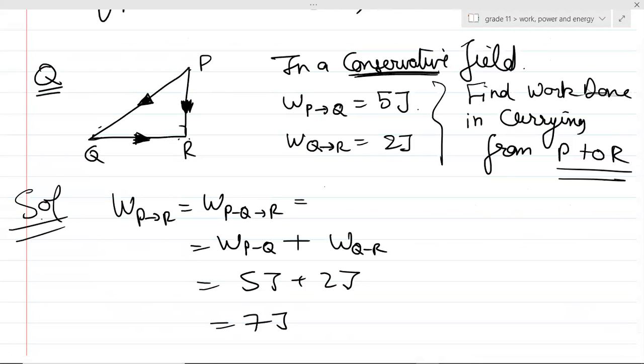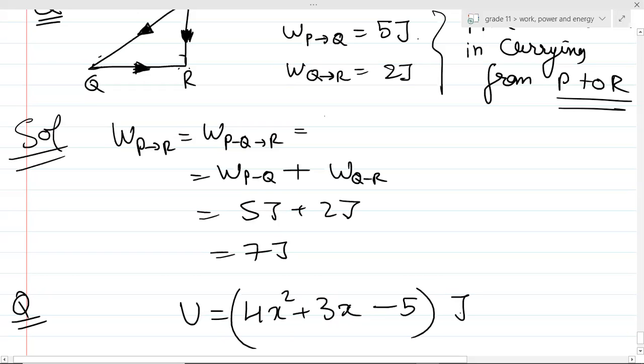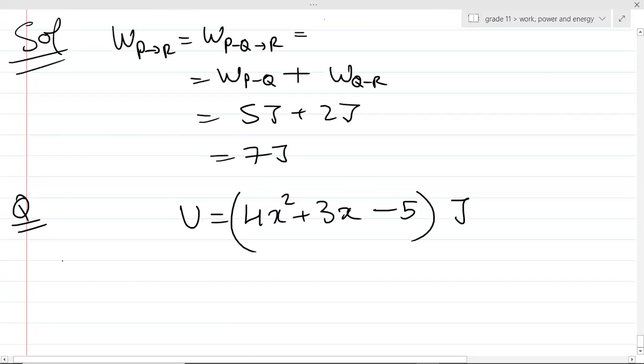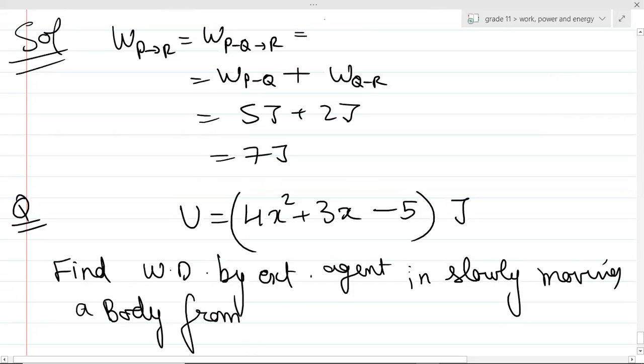Shall I give you one more oral question? Suppose the potential energy in a region is given by 4x square plus 3x minus 5 joules, and they have asked to find the work done by an external agent in slowly moving a body from 3 comma 2 to minus 1 comma 4. Please tell me.